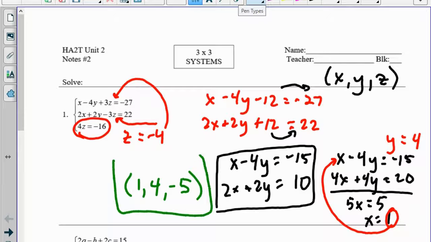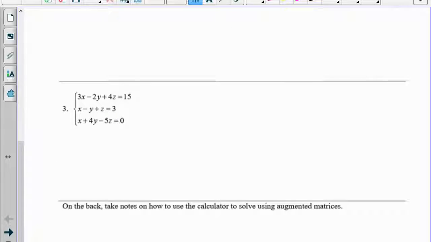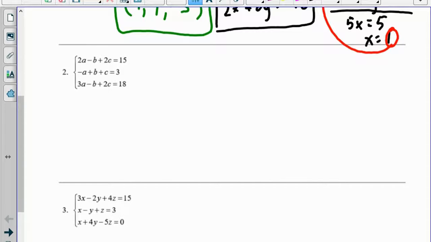This is what we call an ordered triple. So that's an ordered triple: 1, 4, negative 5. This problem is actually really good for helping us understand what we want to do. So we want to get one of the variables to be gone, and then we can turn it into a 2x2 system, which we should be pretty good at solving.